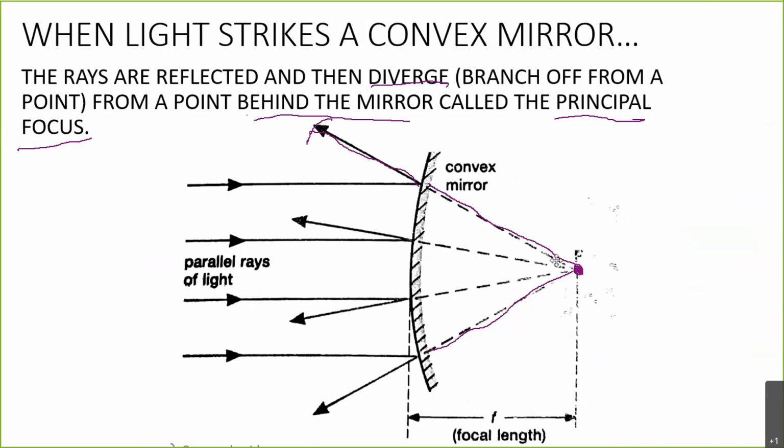Okay? So what type of image do you think is going to be formed from a convex mirror? Virtual. Exactly. Virtual image. Okay. And again, the focal length is the distance from the focal point to the center of the mirror.